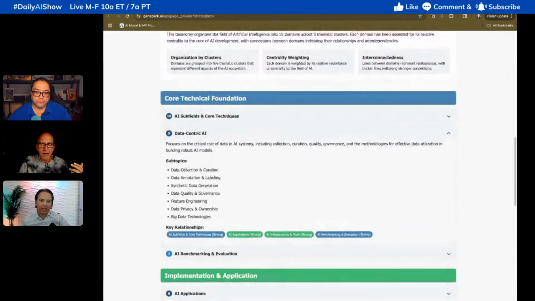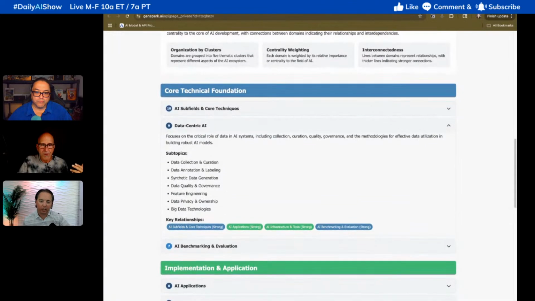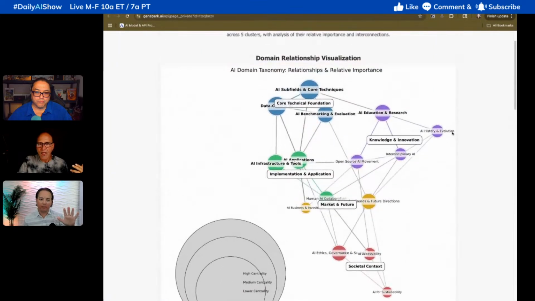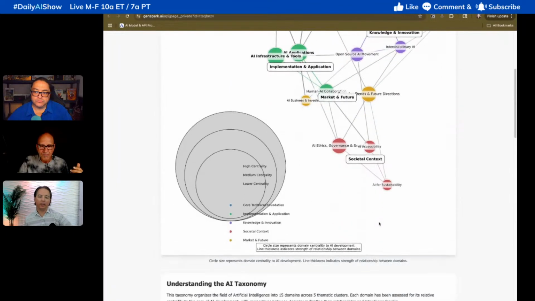Out of the 5, I think you were calling them clusters, what cluster are we in currently? This is core technical foundation. Okay, core technical foundation is one of the 5 clusters. That's right. Core technical foundation is this one up here. Gotcha. And then you have knowledge and innovation. But the second one that we're going to review is going to be implementations and applications of this core technique. And then there's also some areas, market and future and societal context. Got it. Okay. Thank you.